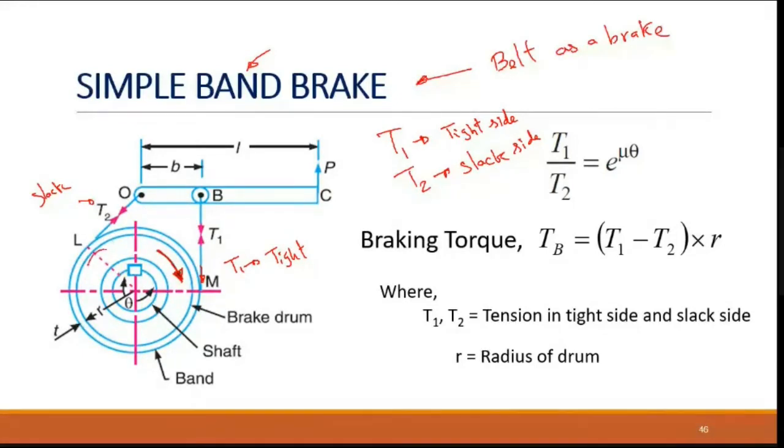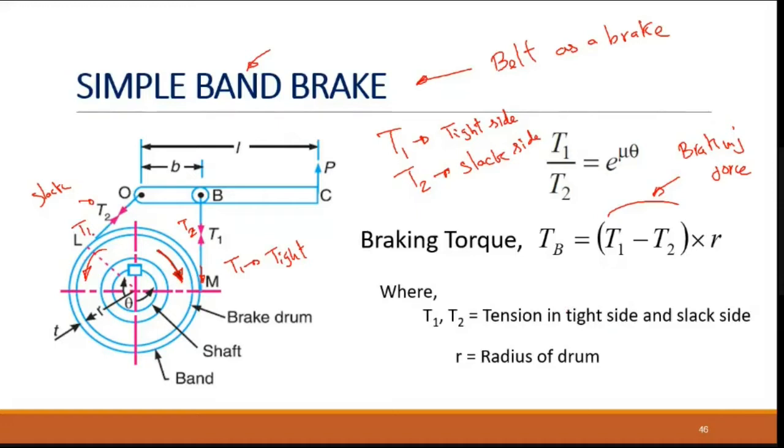If it is rotating the other way, then I will consider this as T1 and this as T2. So always consider the tight side as T1 and the slack side as T2. That is very important, and it depends on the type of rotation. Once you identify this, we find the braking torque. Braking torque is equal to (T1 minus T2) into R, where R is the radius of the drum. T1 minus T2 is nothing but the braking force applied on your brake.